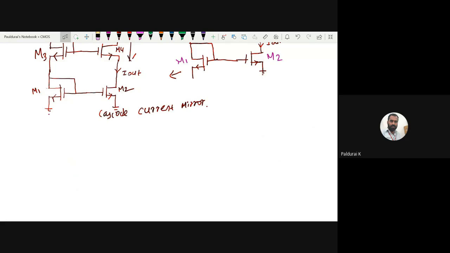Now coming to why the cascode current mirror. We went with that alternate perspective, right? The perspective of I out by I reference.